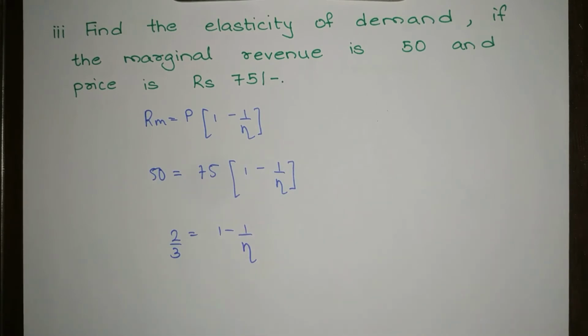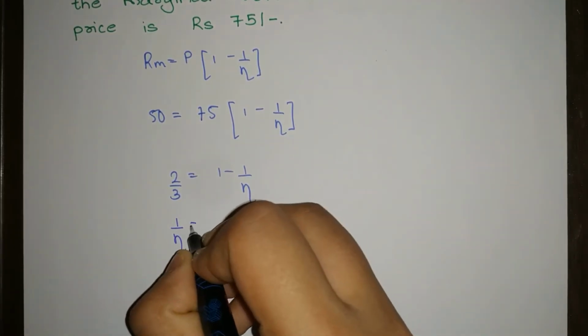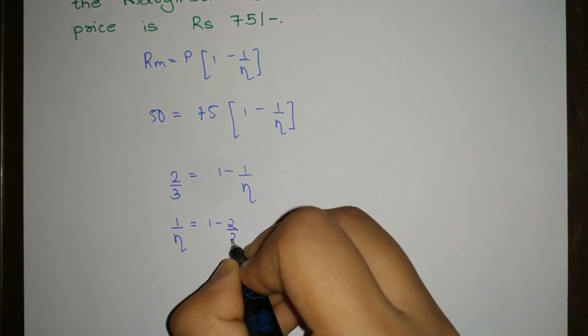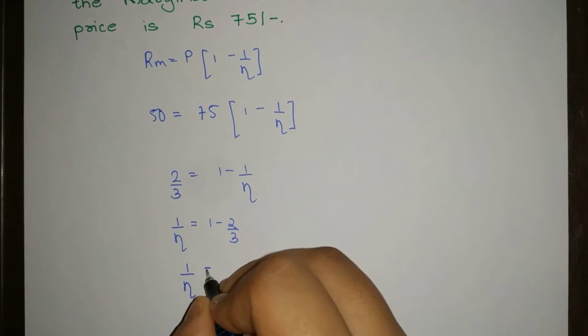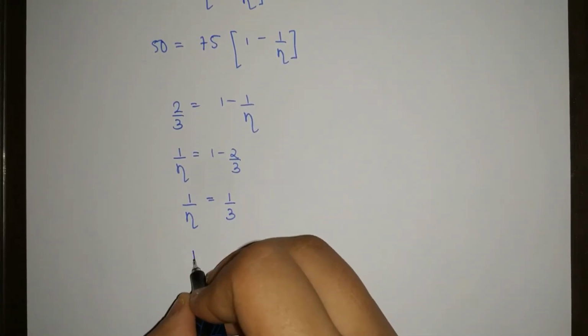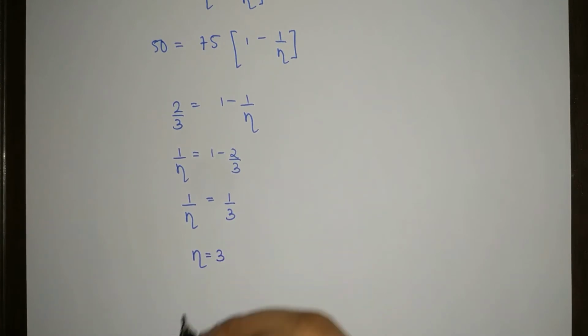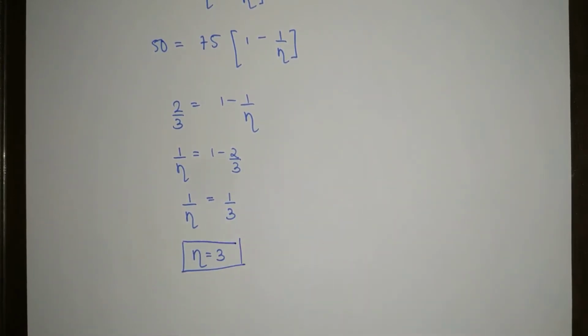We will bring 1 by eta to the other side and 2 by 3 to this side. So we get 1 by eta is equal to 1 minus 2 by 3, which is equal to 1 by 3. So 1 by eta is equal to 1 by 3. Therefore, eta has to be equal to 3. Okay, and that is the value for elasticity of demand.